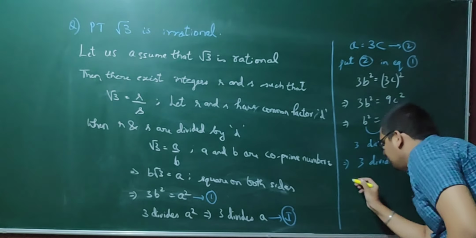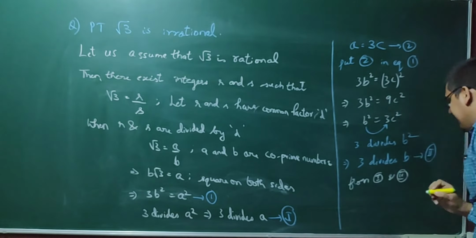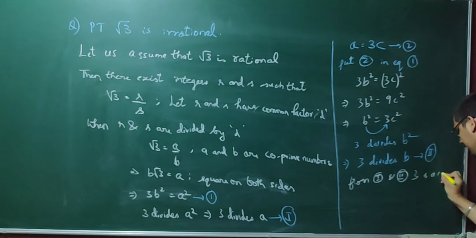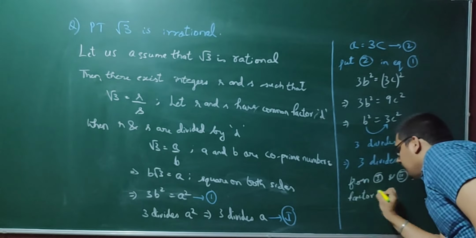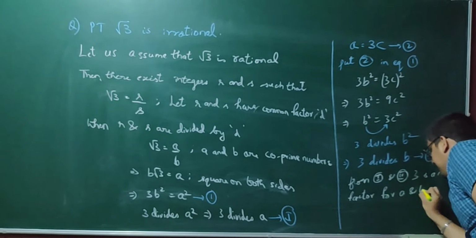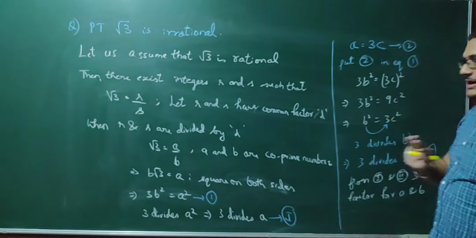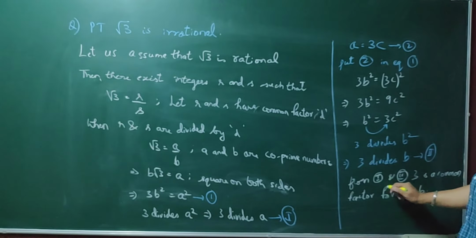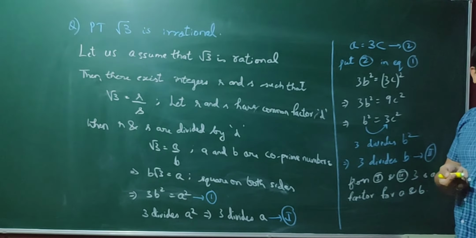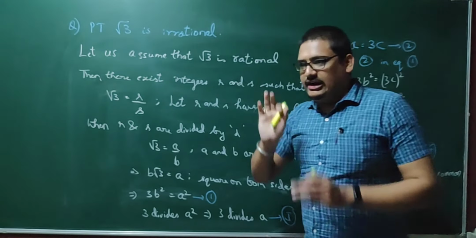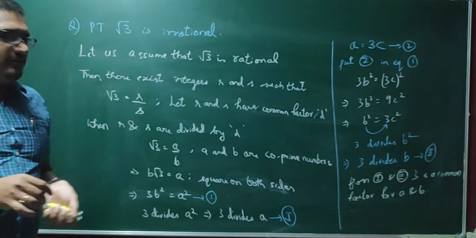From 1 and 2, I can say that 3 is a common factor for a and b. But in the beginning we assumed that a and b are co-prime numbers. So this contradicts the initial assumption, and this contradiction has arisen due to the fact that root 3 is assumed rational. Hence proved, it is not rational. I hope this is clear. Please note down quickly.